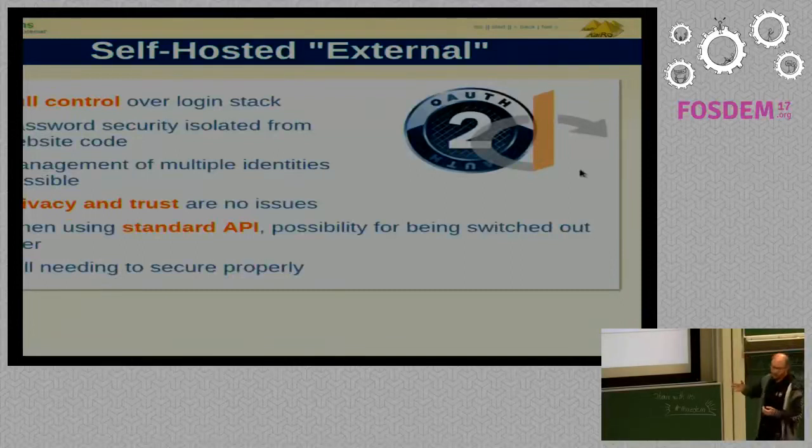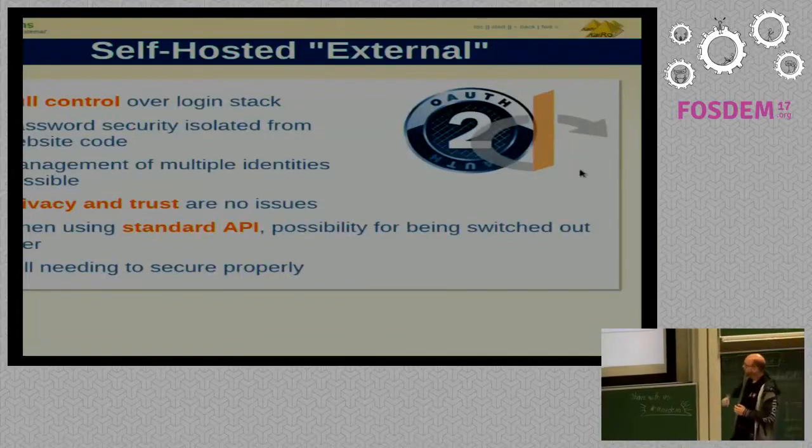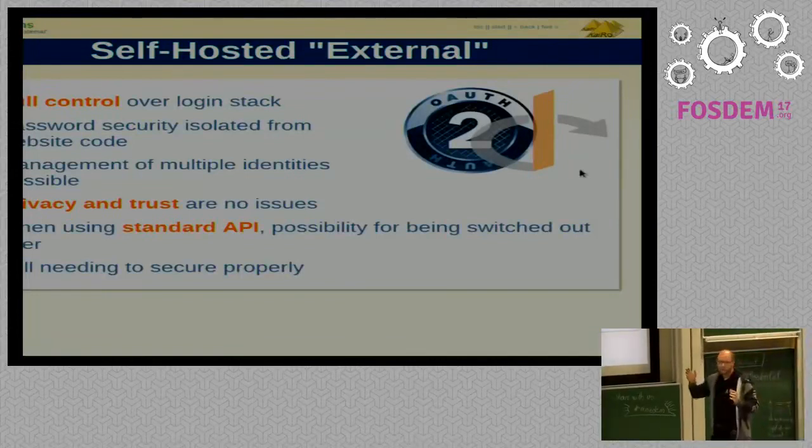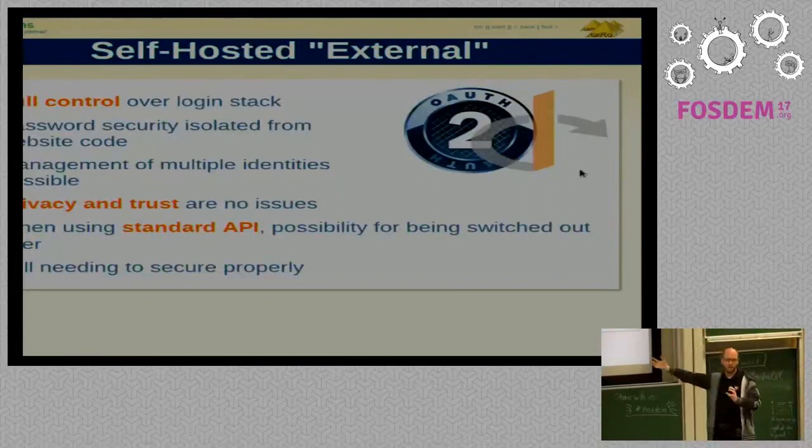And when I'm using a standard API, like OAuth 2 or OpenID Connect, there's a good possibility that if I find out that's not the solution I want in the long run, I can switch it out to some other solution that uses the same protocols, because I already have the code for that in the website. The downside is I still need to secure the whole system and the passwords properly.